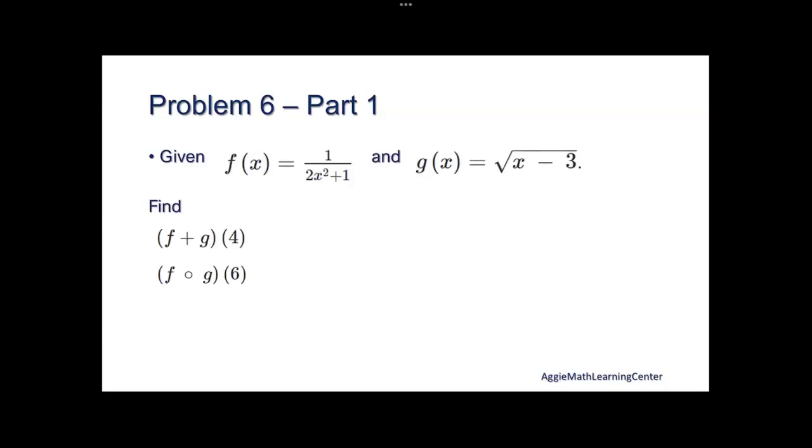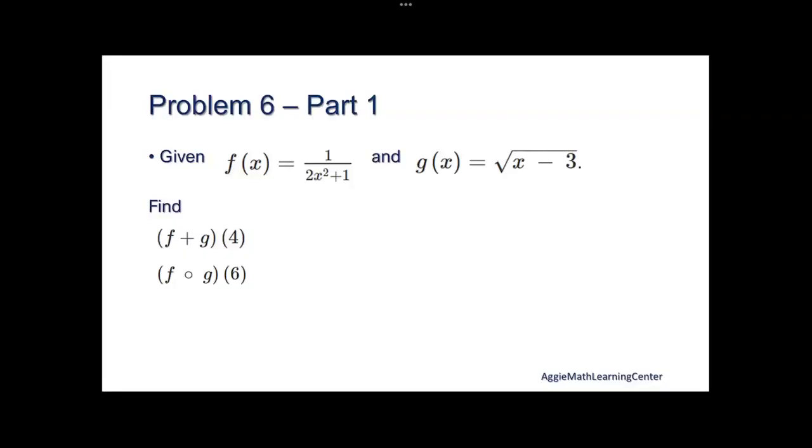Given that f of x is equal to the quantity 1 over 2x squared plus 1, and g of x is equal to the square root of x minus 3, find the output of the function f plus g at 4, and f composed of g, that's how you read that little circle thing, f composed of g at 6.